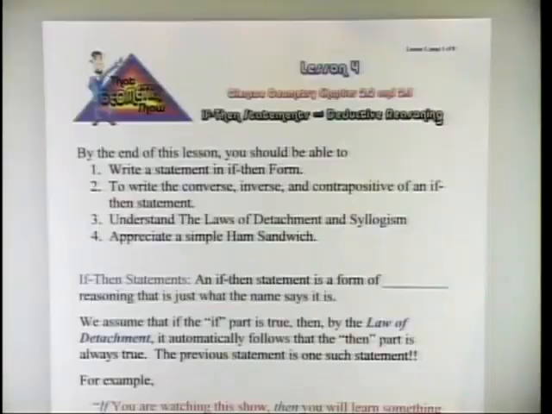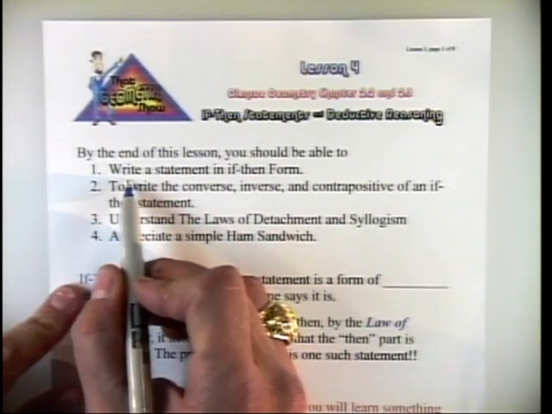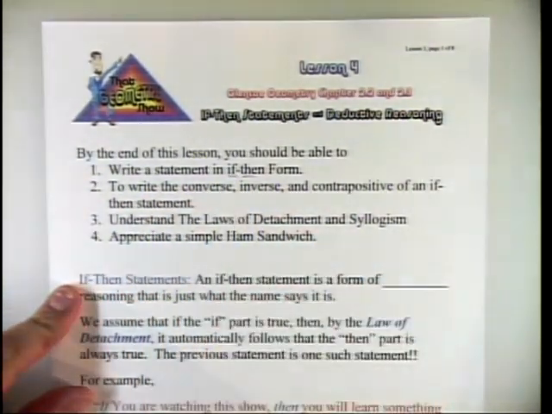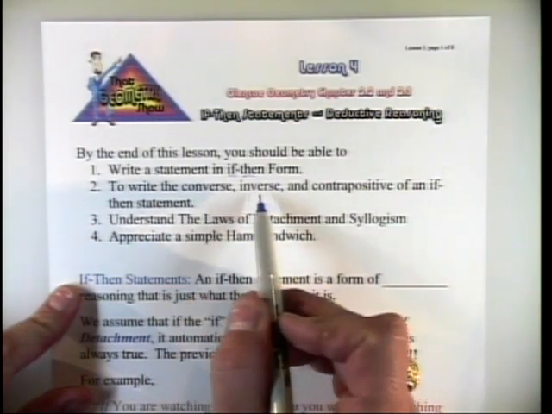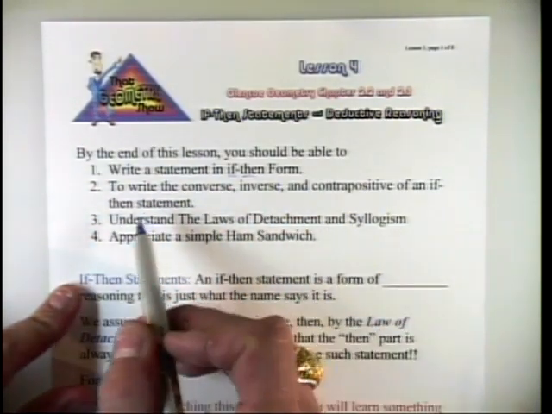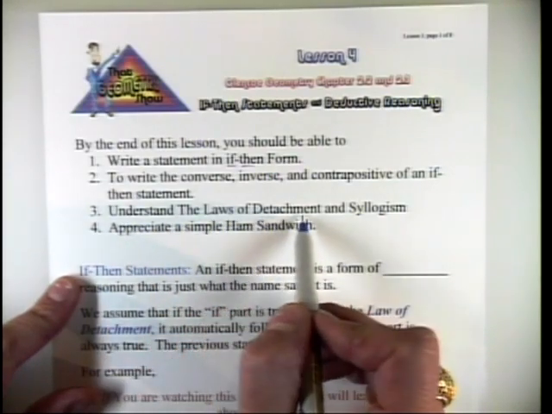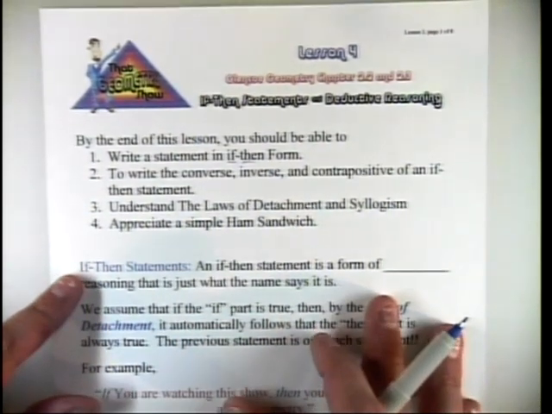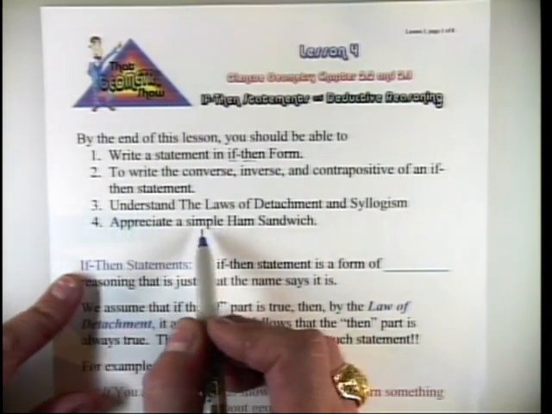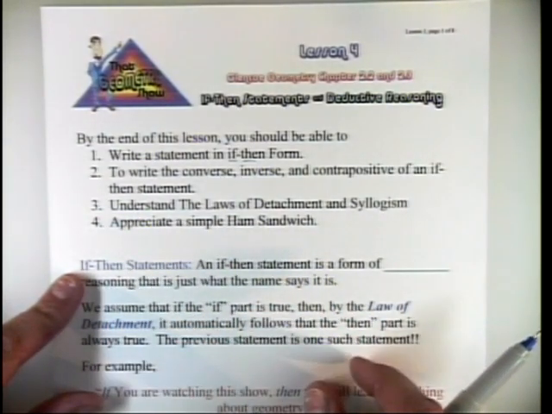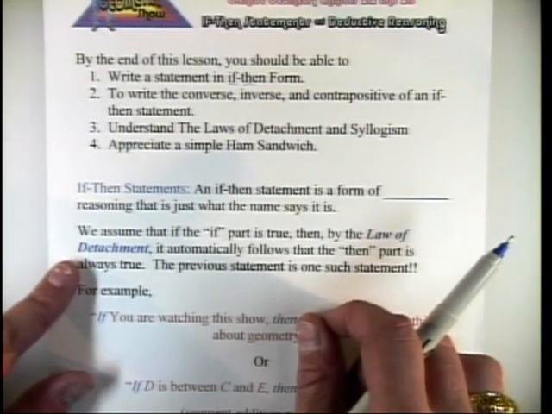All right, lesson 4 is going to correspond with your Glencoe Geometry textbook, chapter 2.2 and 2.3. Again, we're talking about if-then statements and deductive reasoning. So by the end of the lesson, you should be able to write a statement in the if-then format. You should be able to write the converse, the inverse, and the contrapositive of an if-then statement. You should be able to understand the laws of detachment and syllogism, 2 laws there, and you should be able to appreciate a simple ham sandwich. More on that later.